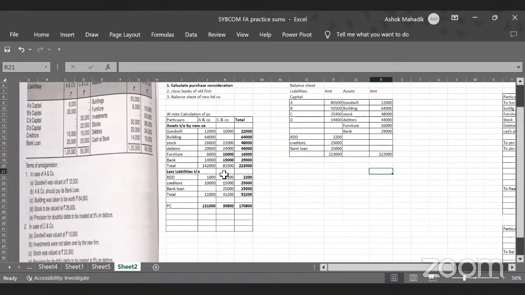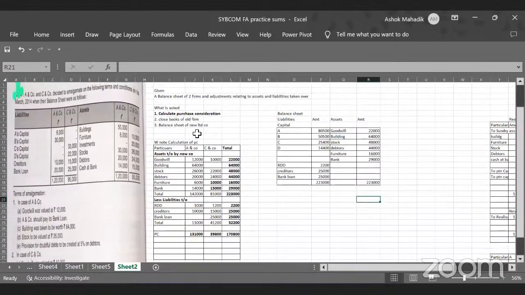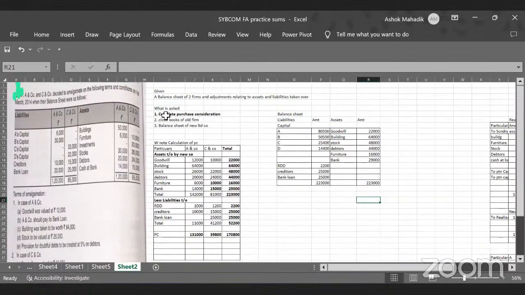Whenever a sum is given to you for amalgamation, but let me tell you, if you find some other sum against this, don't go for amalgamation. It is very time consuming. Suppose you get final count sum or piecemeal distribution, then you go for those sums because this is a lengthy sum. Okay, clear?